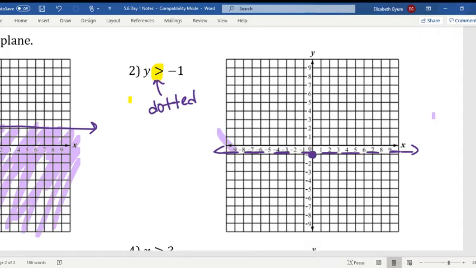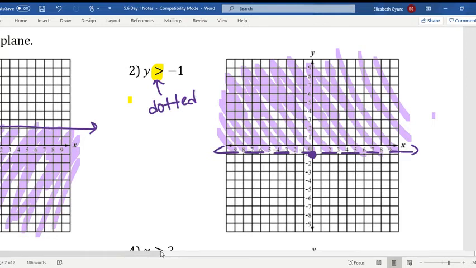It would, yeah, because it's greater than. Greater than is like more. So I'm going to shade above, just like that. So again, graph your line, decide if it's solid or dotted, then either shade above or below. If it's greater than or equal to, shade above. If it's less than or equal to, shade below.